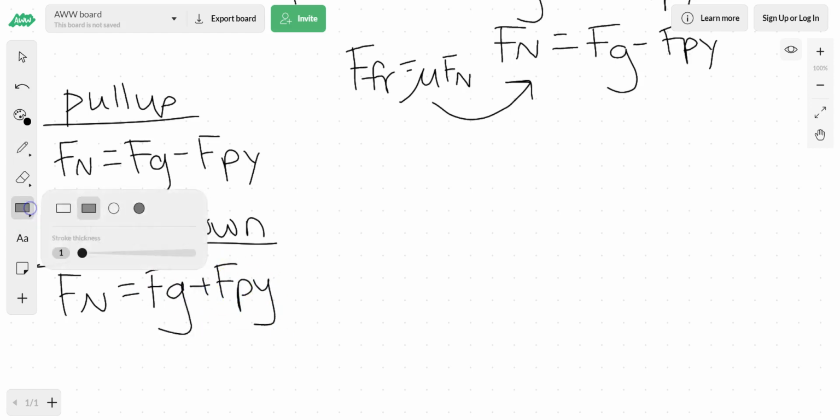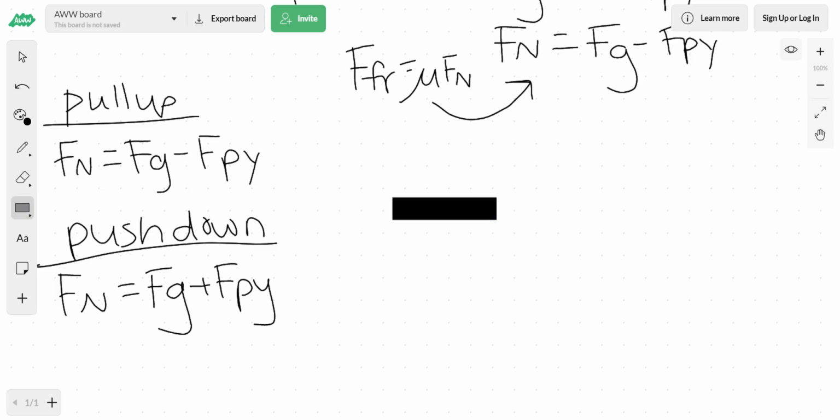Alright, so diagram-wise, what that looks like, you have your rectangle, and then you're going to have your force of gravity. Sorry. Alright, you got force of gravity pointing down. You've got your normal force pointing up. You got your friction going backwards. And then you have your push force.